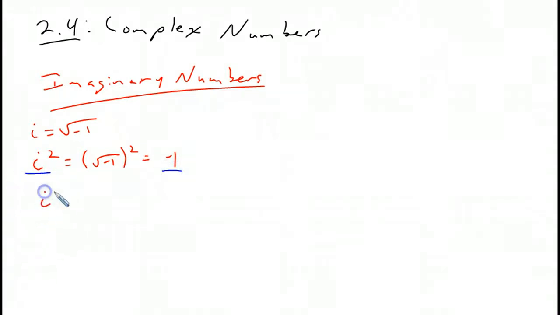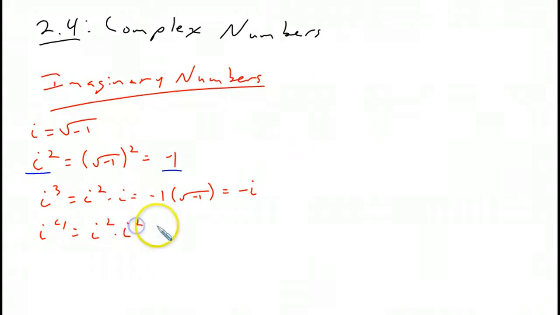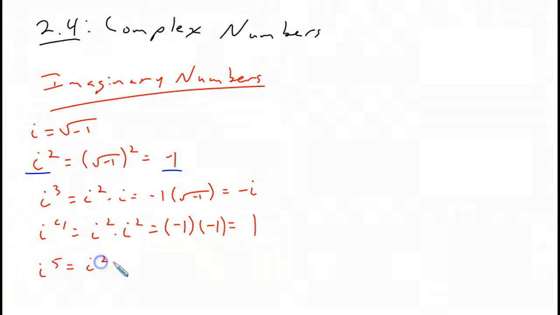If you want to look at I to the third, that's the same thing as I squared times I. So this is -1 times the square root of -1, which is just -I. And I to the fourth is I squared times I squared, which is -1 times -1. So I to the fourth is 1. Then we go to I to the fifth, and this is where our pattern repeats itself, because this is I squared times I squared times I.